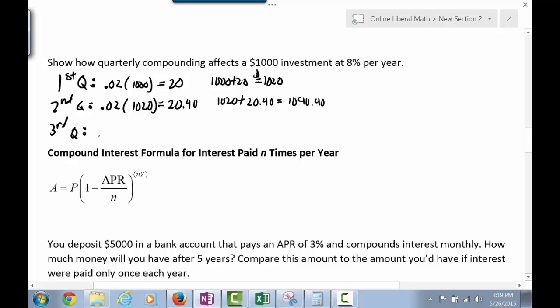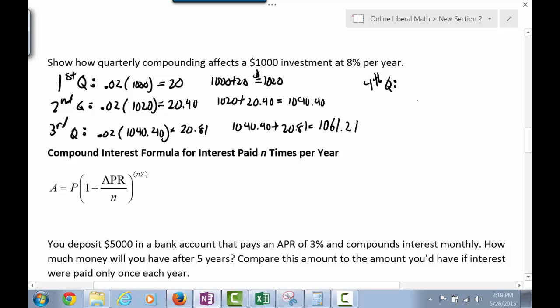Okay, at the end of the third quarter, I get another 2%, but my balance is even bigger. So 2% of 1,040 is 20.81. So I want to add that to the amount that I've accumulated thus far. So now I've got 1,061.21.